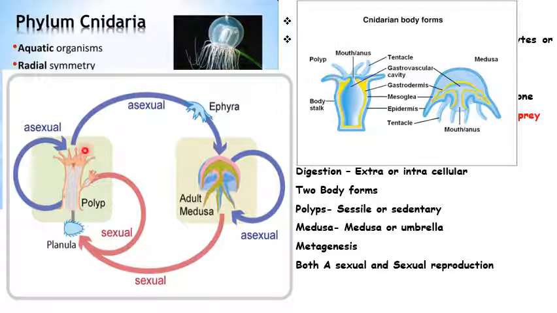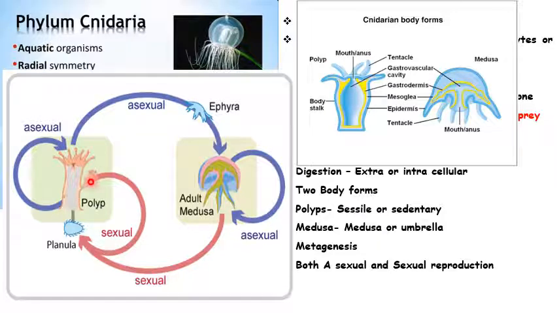Asexual reproduction takes place with the help of fragmentation. Fragmentation is a type of reproduction where a part of the body is broken or cut off. That broken part will go and attach on a surface, and it will grow as a new individual. You can see here the part of this polyp is breaking off, and it will go and attach and grow as a new organism. So this is known as asexual reproduction.